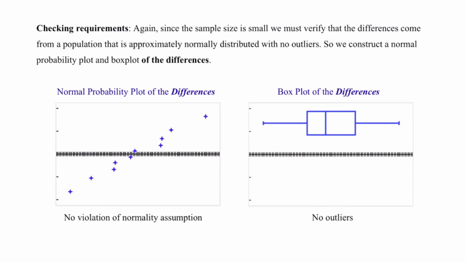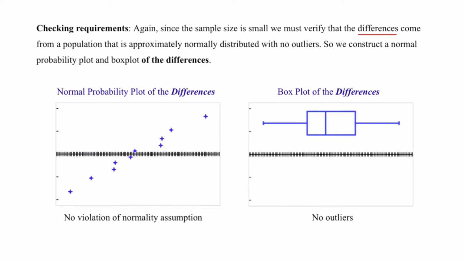Remember, since the sample size is small, we have to verify that the differences come from a population that is approximately normally distributed with no outliers. Again, our emphasis is on the differences, not the raw data itself. The rest of our analysis is on the differences as opposed to the original data presented.